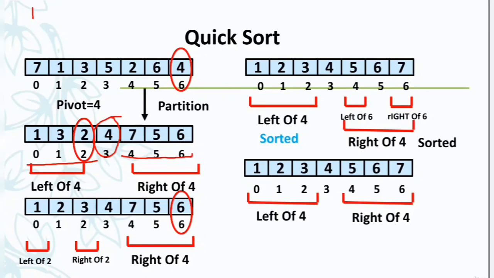The left part of the 4 as well as the right part of 4 is now sorted. So this is how the quick sort works. And this array has now become a sorted array.